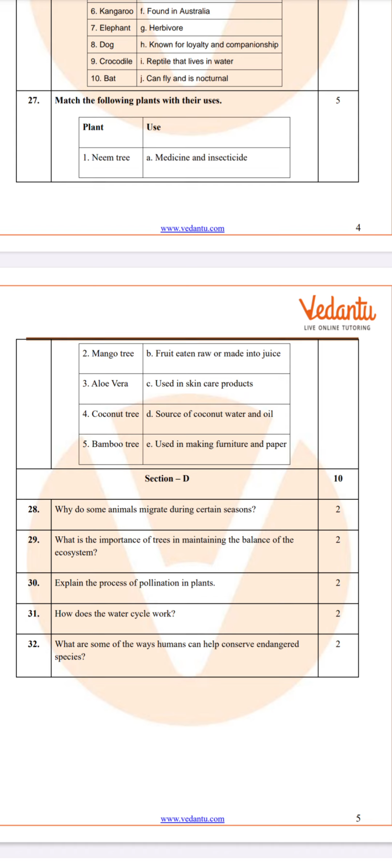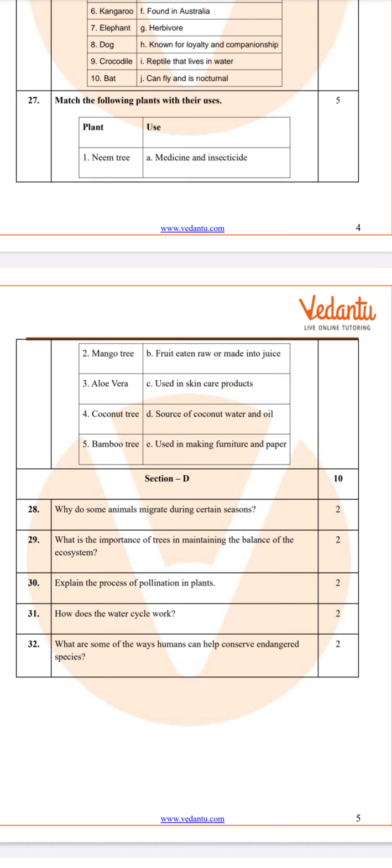What is the importance of trees? For maintaining the balance of ecosystem, they provide oxygen, absorb carbon dioxide, and they provide shelter and food to animals. They maintain the water cycle and prevent soil erosion.